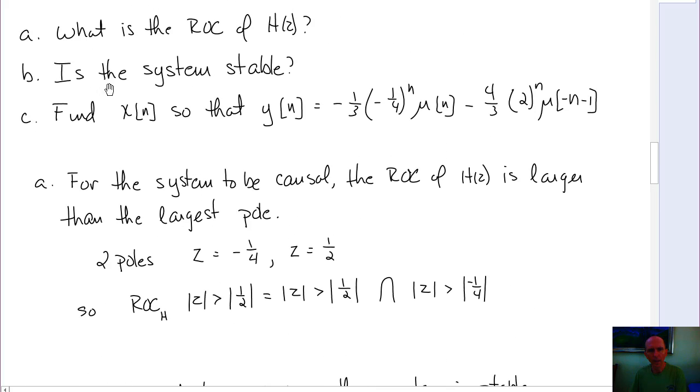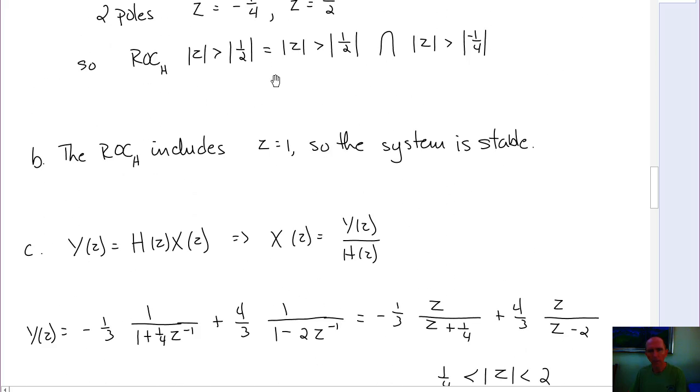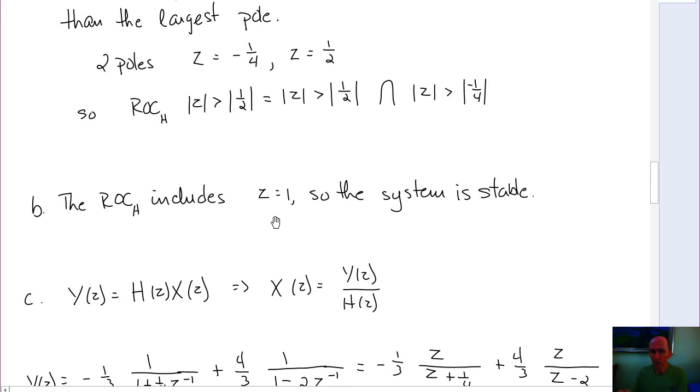In part B, they ask us if the system is stable. Now, in part A, we find the region of convergence. The region of convergence is greater than 1/2, so it includes 1, so we know that the system is stable.